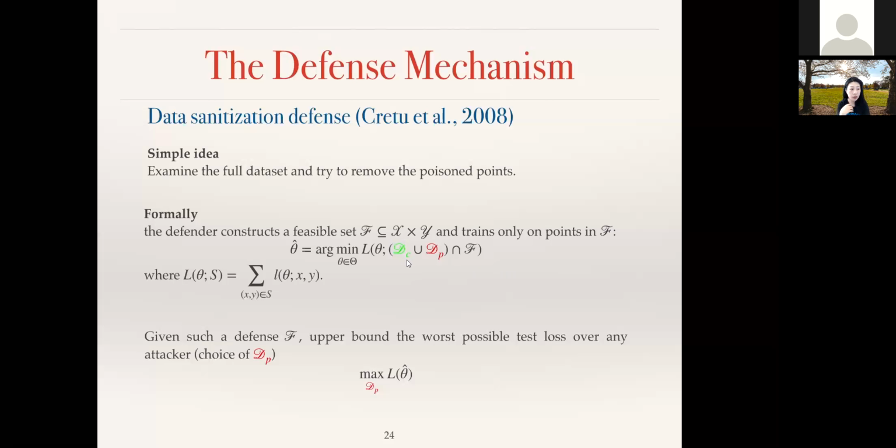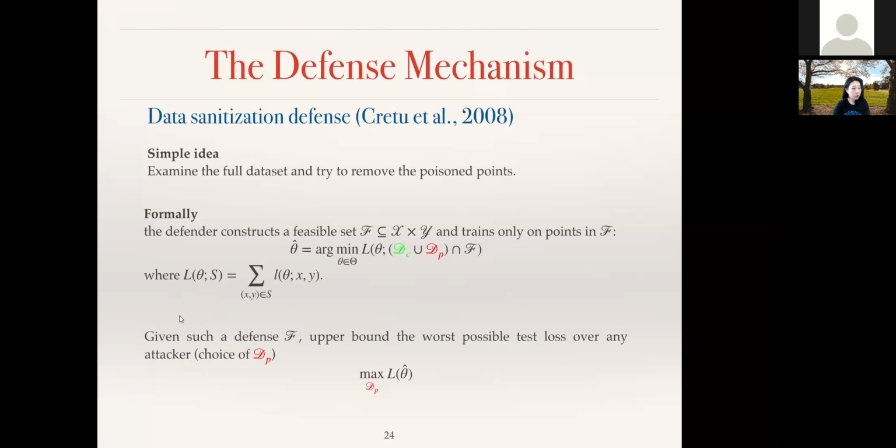And now, of course, if your feasible set is very relaxed, even the poison data sets could get away with that. They could still get into the training data set, because they would satisfy the feasible set condition. So think about these two extreme cases. And that's why designing such a feasible set is so crucial.